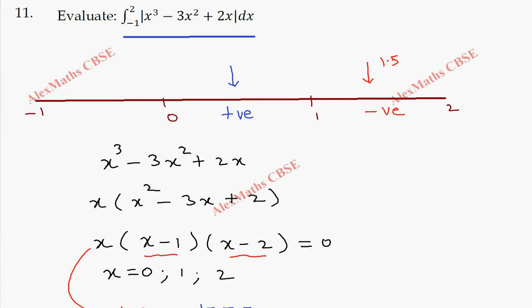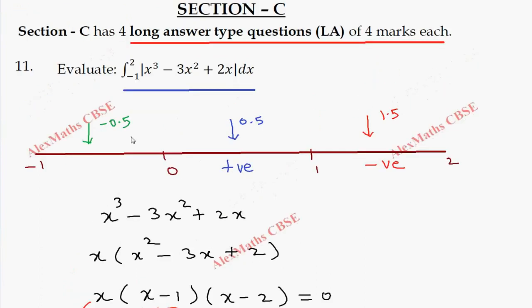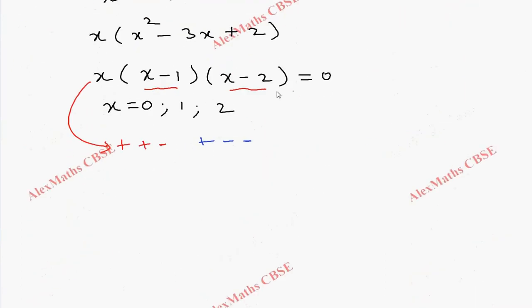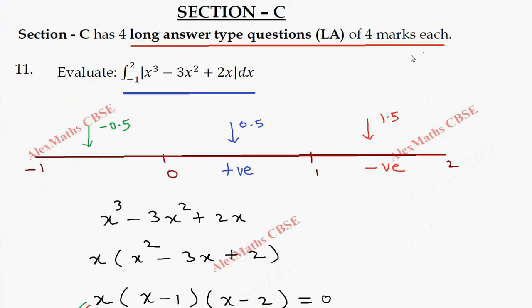In the same way, let's take in this region minus 0.5. In the middle region we have taken 0.5. The value which we are taking should be within the region here. So we take minus 0.5. If I substitute minus 0.5 in this place, the first term will become negative. Minus 0.5 minus 1 is again negative. Third also negative. Three negatives. Totally it is negative. In this region it is negative.